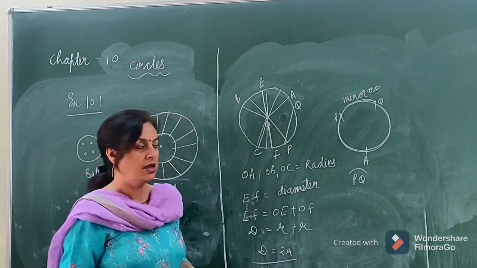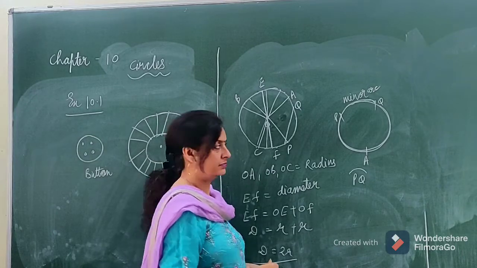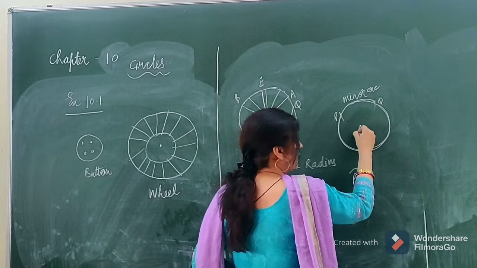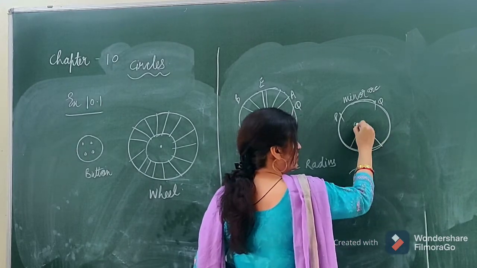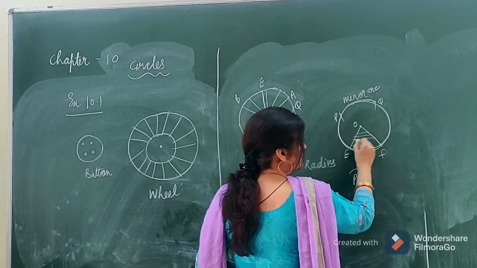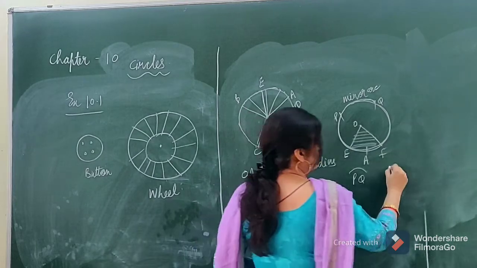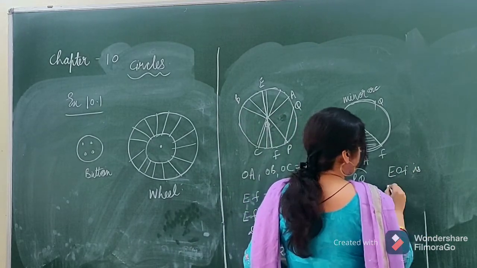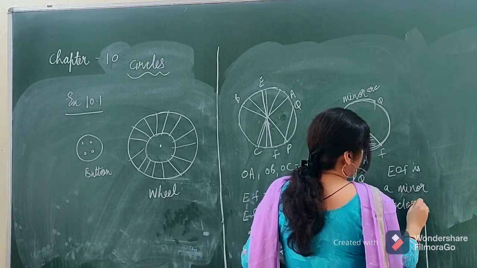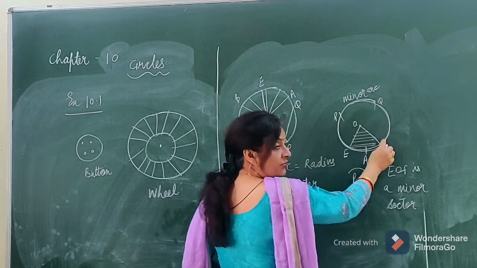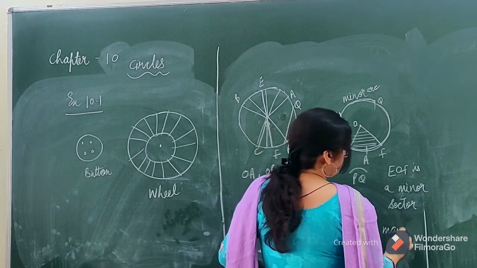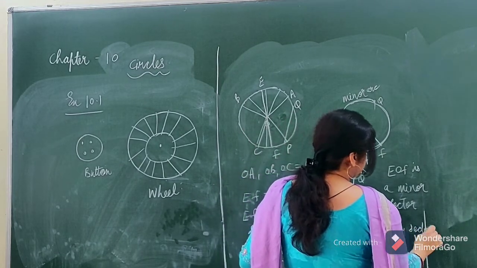PQ is an arc. Now, what do you mean by sector? The sector is the area between the two radii and the arc. This is the area between the two radii OE and OF. So this is known as your sector. So here EOF is the minor sector, the smaller sector, and if I take a point EPF, then EPF is your major sector.